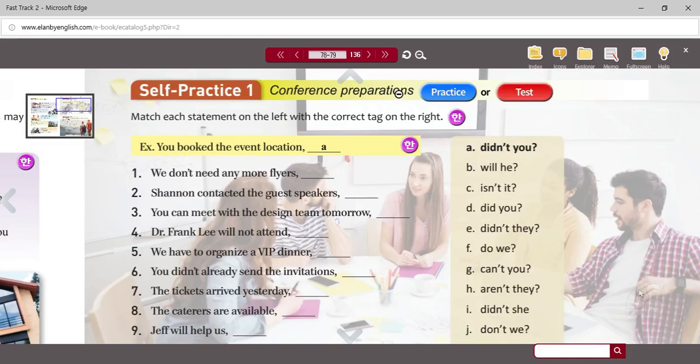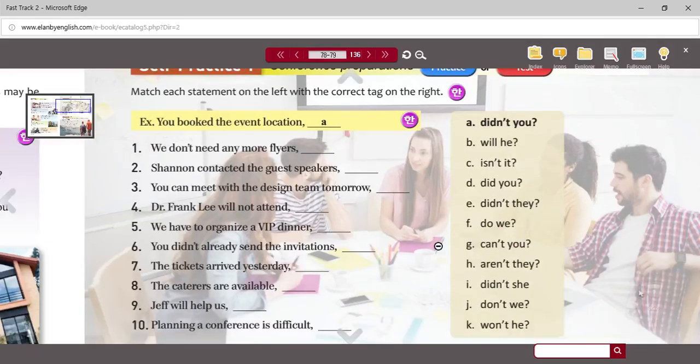At the top of page 79, the self-practice activity is a matching exercise. It says, match each statement on the left with the correct tag on the right. I think you can figure this out. We're going to do some matching. We have to fill in the blank. In each of these blanks, you can just write the correct letter that matches. Now the example is already done.